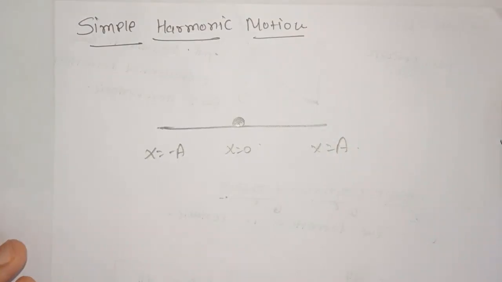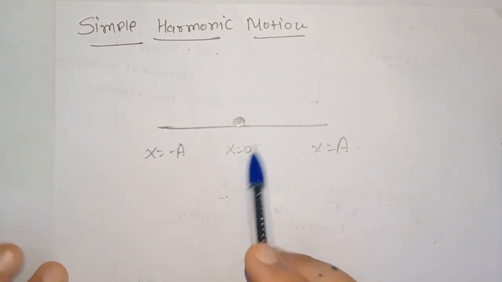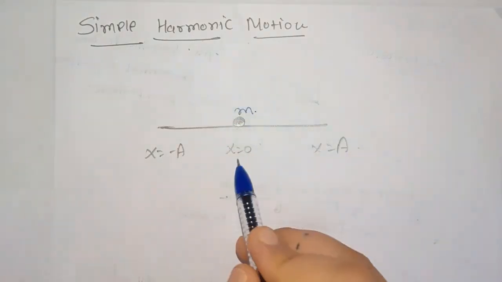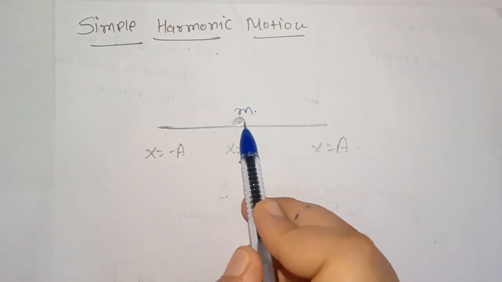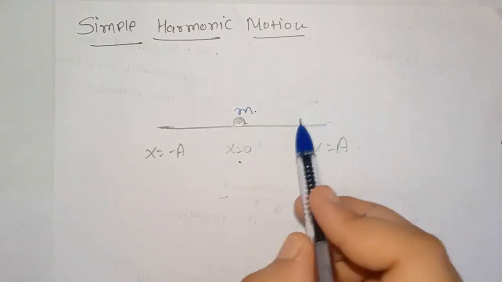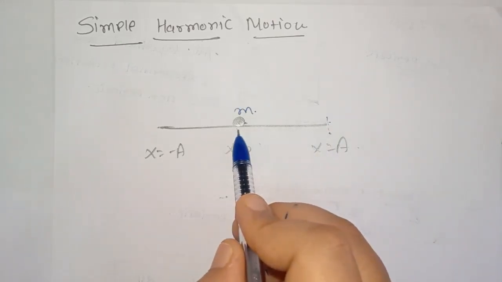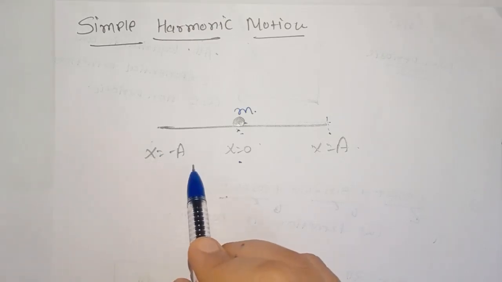Now let us understand this simple harmonic motion. For that, let us consider this figure. An object, let's say of mass m, is initially at point x equals 0. Now it is displaced from this position. It moves to point A, again comes to point x equals 0 and moves in the opposite direction up to point minus A.